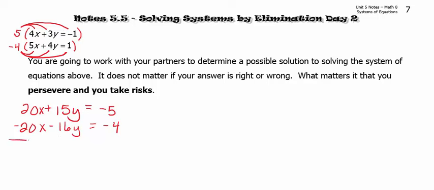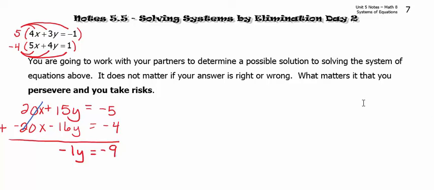Okay, now this is the same process that we've been using with elimination. We notice that the x's are lined up, the y's are lined up, my equals are lined up, and so are the constants. So we can simply add. When we add the 20x and the negative 20x, they cancel. That's what we were hoping for. 15y plus negative 16y is negative 1y, and negative 5 plus negative 4 is negative 9.